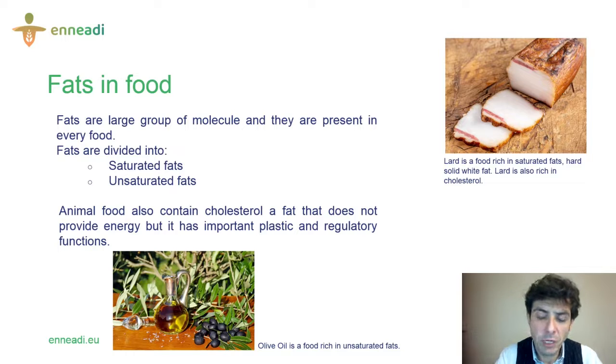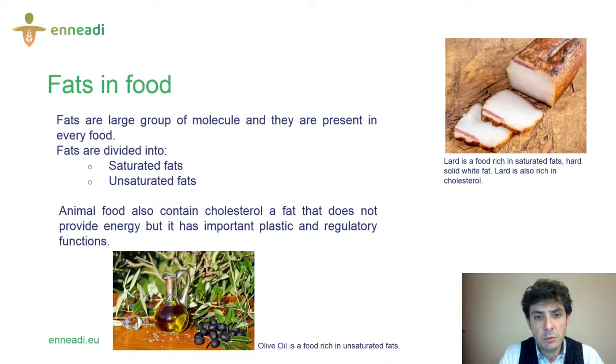We can try to divide these molecules into two groups, those that are called saturated fats and those that are called unsaturated fats. Well, of course, there are some chemical differences that allow us to discriminate between saturated and unsaturated, but from a food point of view, we can say that saturated fats are those fats like lard that are solid at room temperature, while those that are unsaturated, well, they are liquid at room temperature.